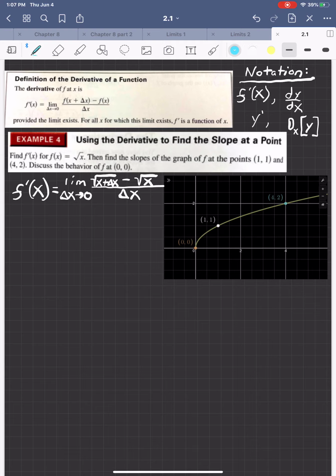I'm going to write that for you just so you know what you would have to do, and then I'm going to get us to the part where we can take the limit. Here's the part that you would need to do on your own. So that's the conjugate over the square root of x plus delta x, plus the square root of x.